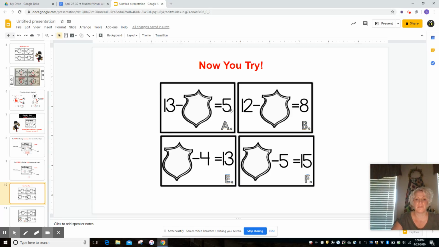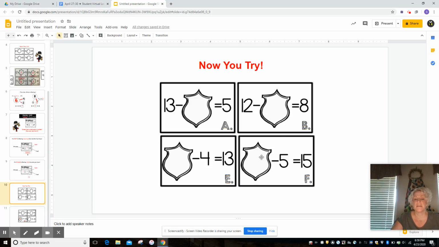13 minus something equals 5. This is a part that's missing. My whole is 13. Here we have blank minus 4 equals 13. I don't know my whole. I do know my two parts. Remember, all you have to do is add those together. Up here on problem B, 12 minus something equals 8. I know my whole. I don't know the part that was taken away. So I'm going to start at 8 and count up to 12.